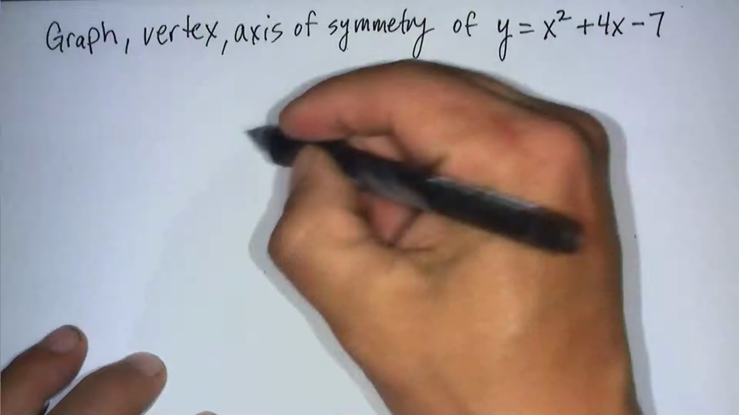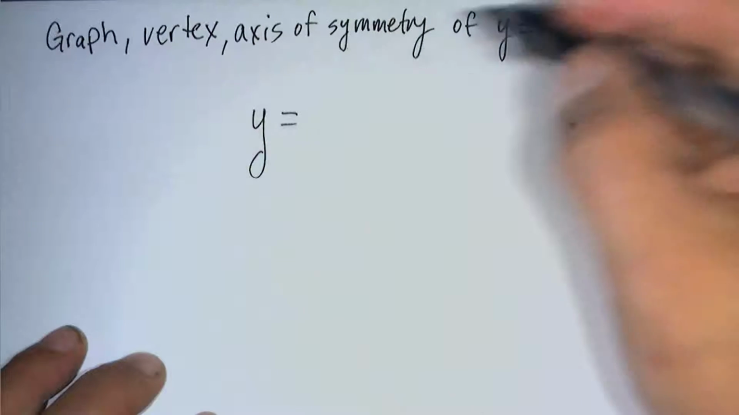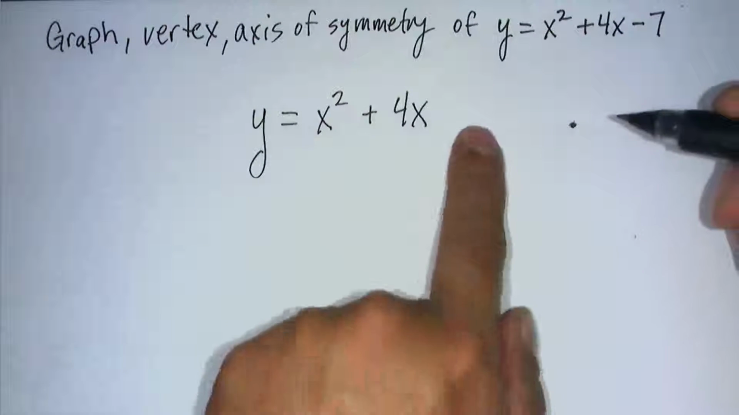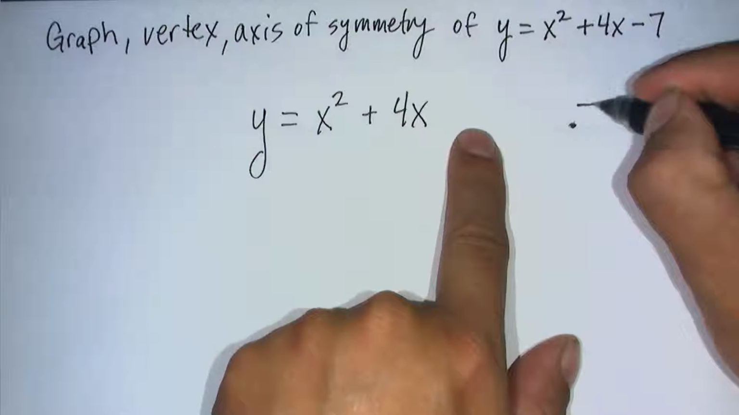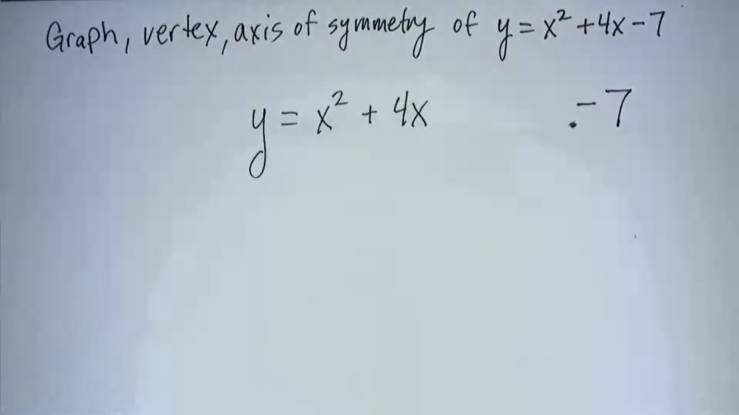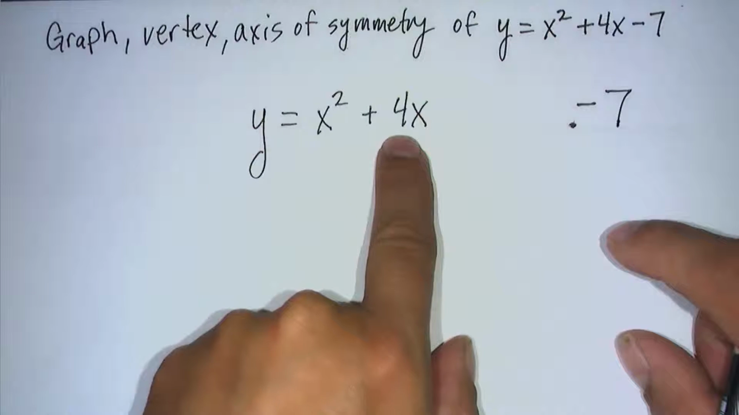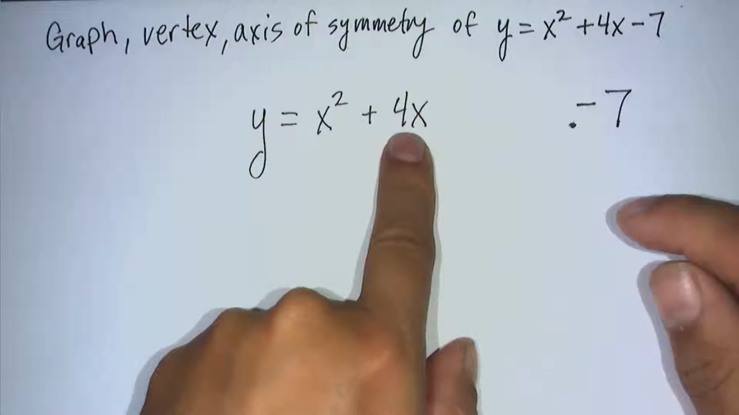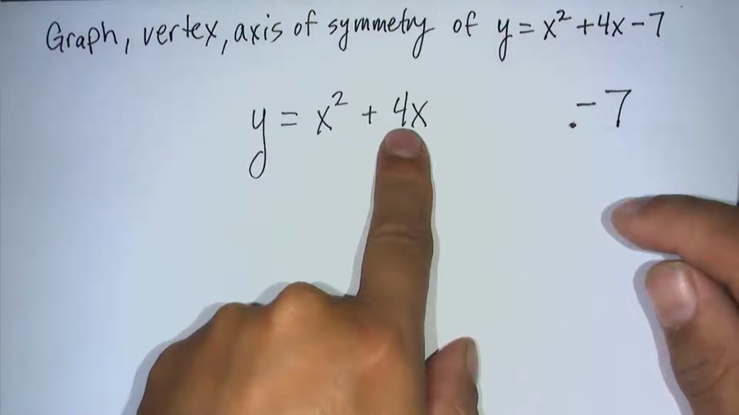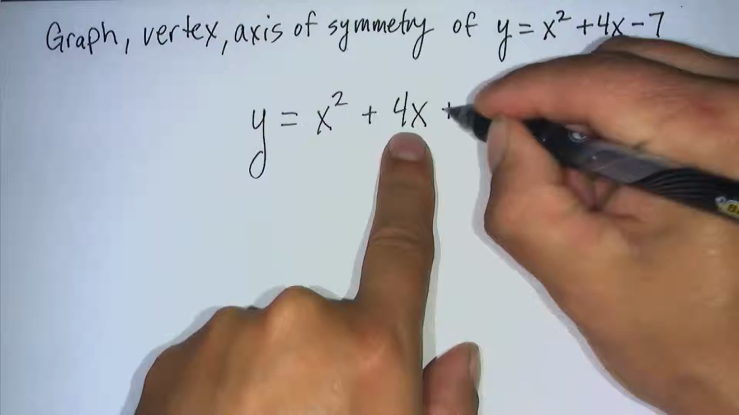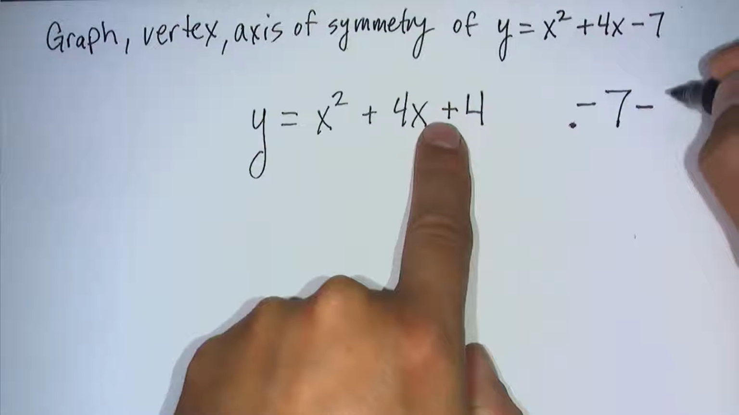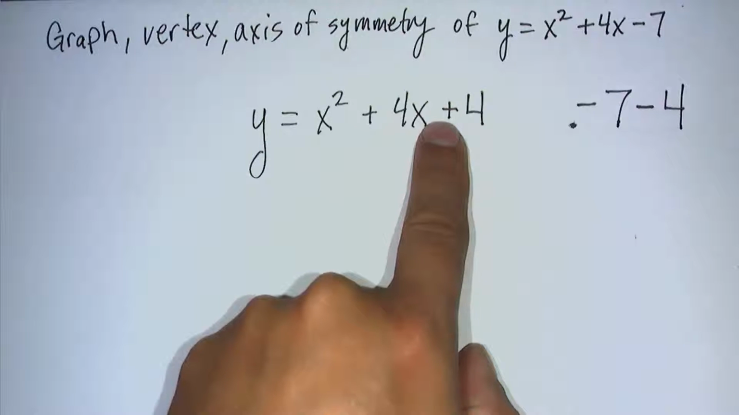So I'm going to write the formula down here. Y equals x squared plus 4x, but I'm going to leave a little bit of room so I can complete the square, and I'm going to put this minus 7 out here. Okay, so to complete the square, if you don't recall, you take half of this number and square it. Half of this number is 2. 2 squared is 4, so I'm going to add 4 to this. But if I add 4 here, I need to subtract 4 over there.